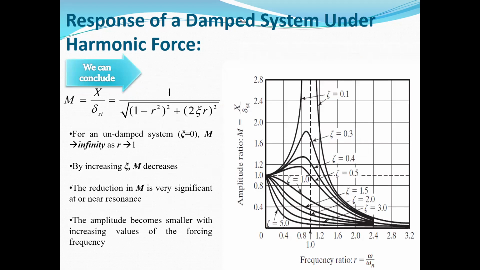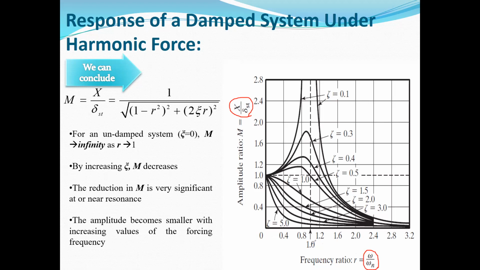Okay. The next one, we can discuss the same results for the amplitude ratio, or the ratio of x, the amplitude of the response, to the static deflection. Here, in this case, if you look at the horizontal axis, again, this is the frequency ratio, the ratio of omega to omega n, the ratio of the frequency of excitation to the frequency of the system.